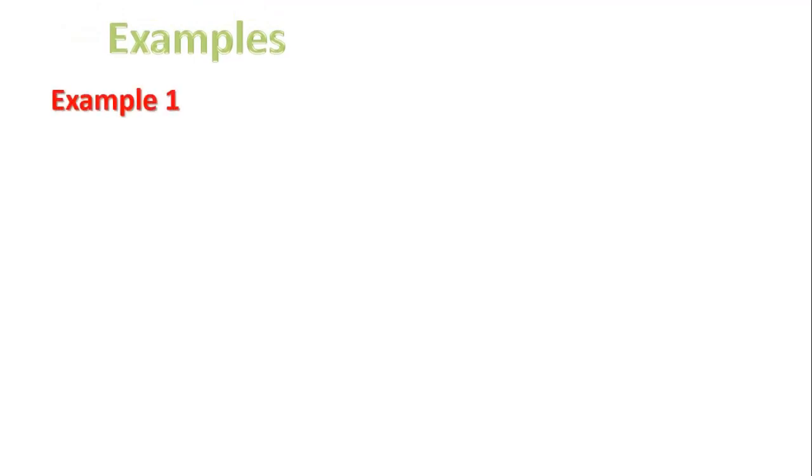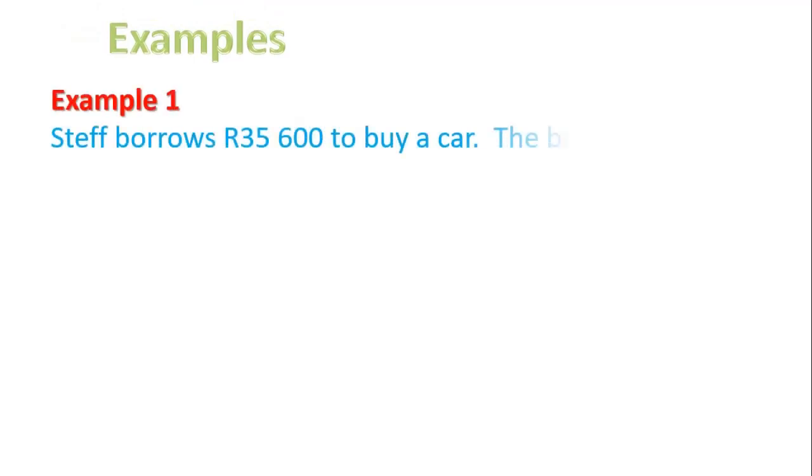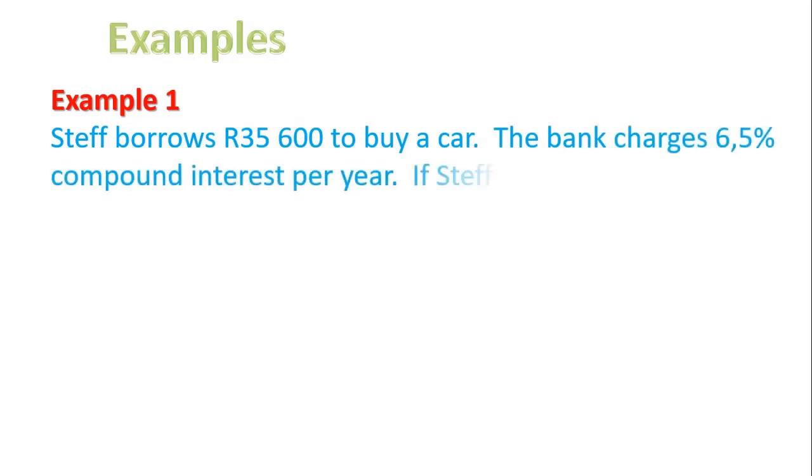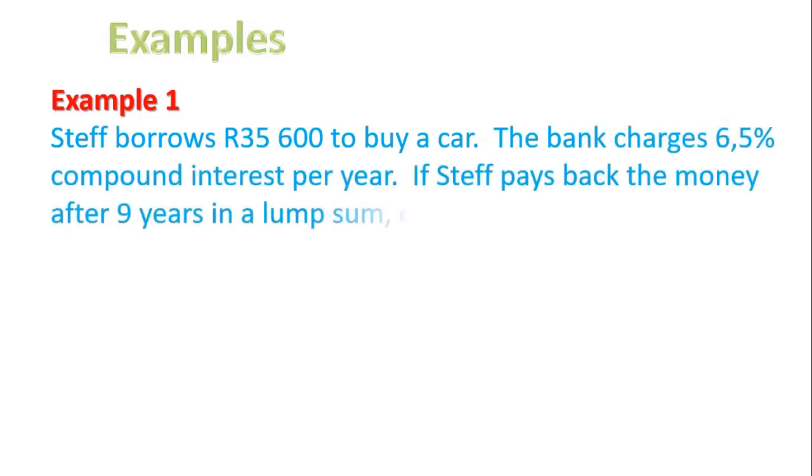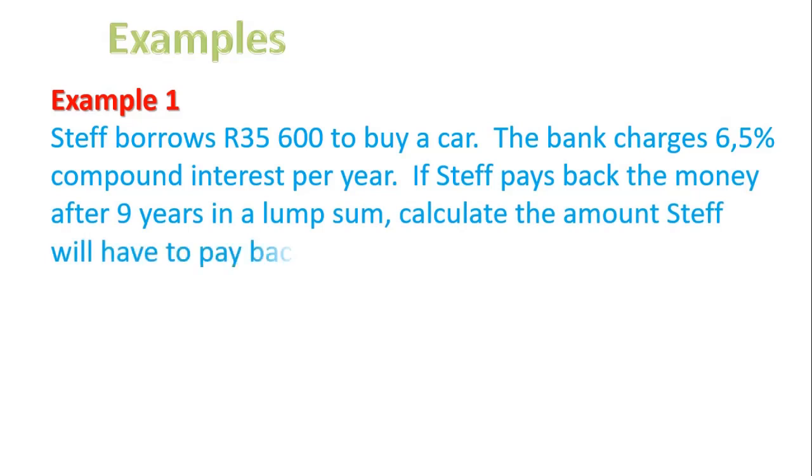Example 1. Steph borrows $35,600 to buy a car. The bank charges 6.5% compound interest per year. If Steph pays back the money after 9 years in a lump sum, calculate the amount Steph will have to pay back.